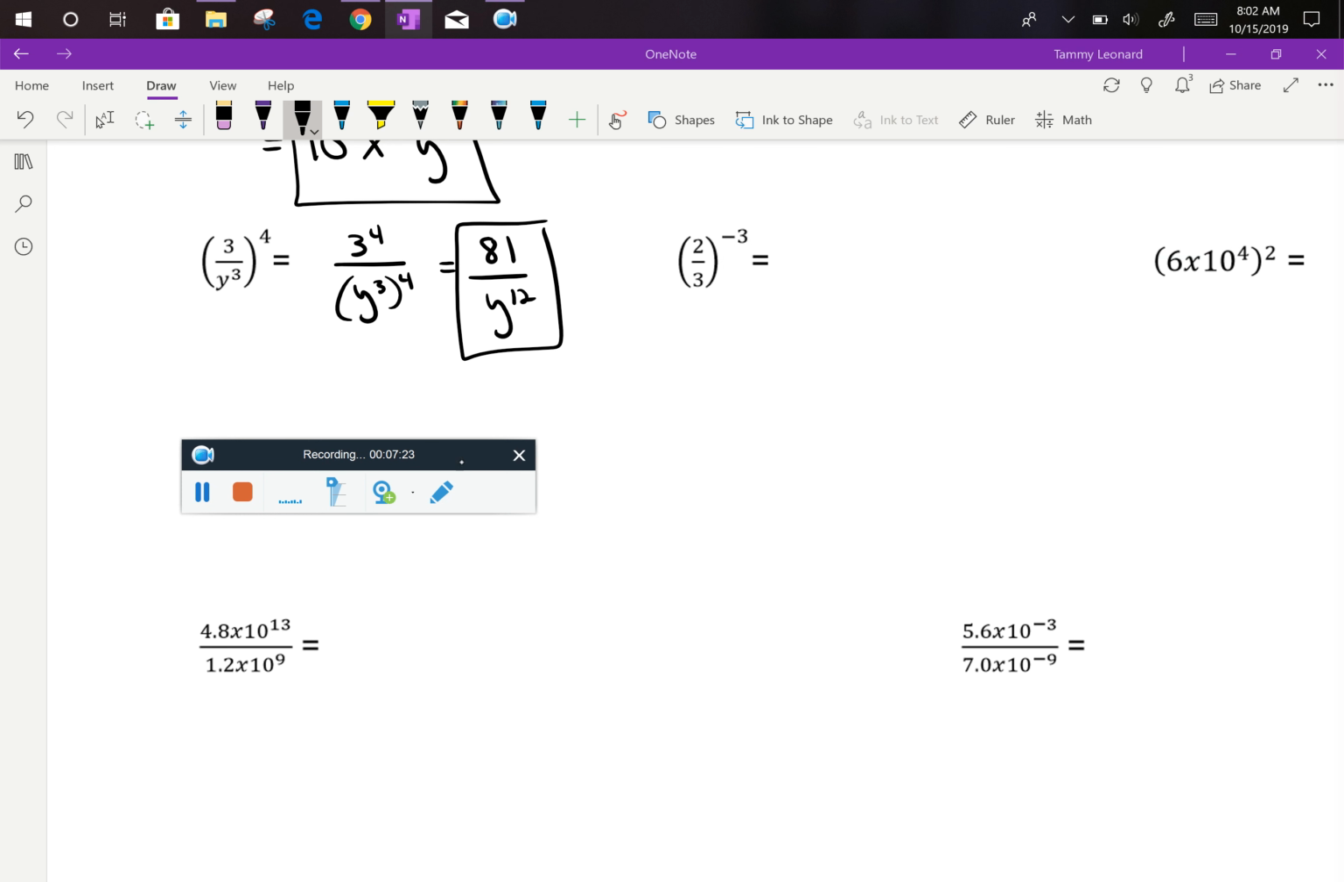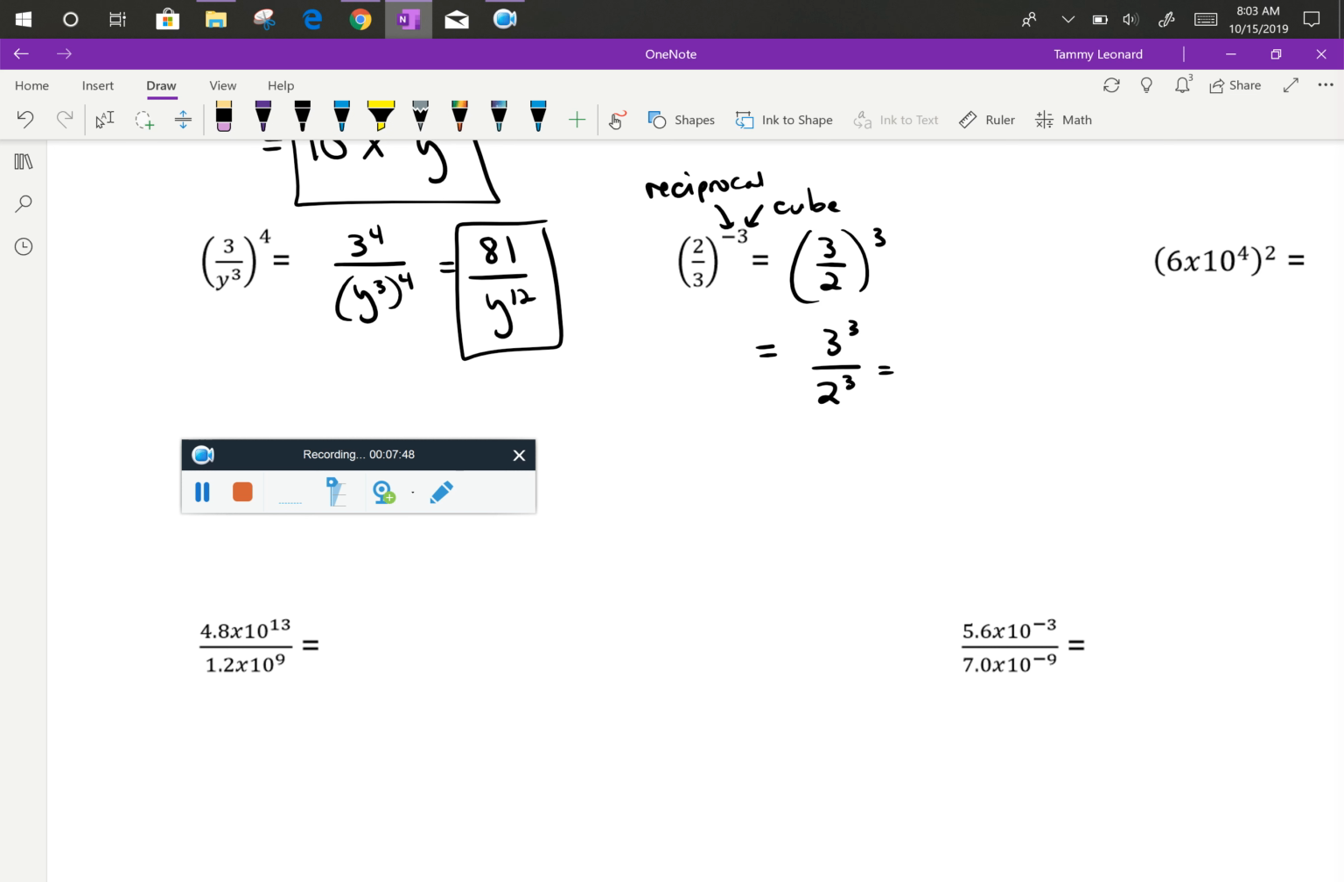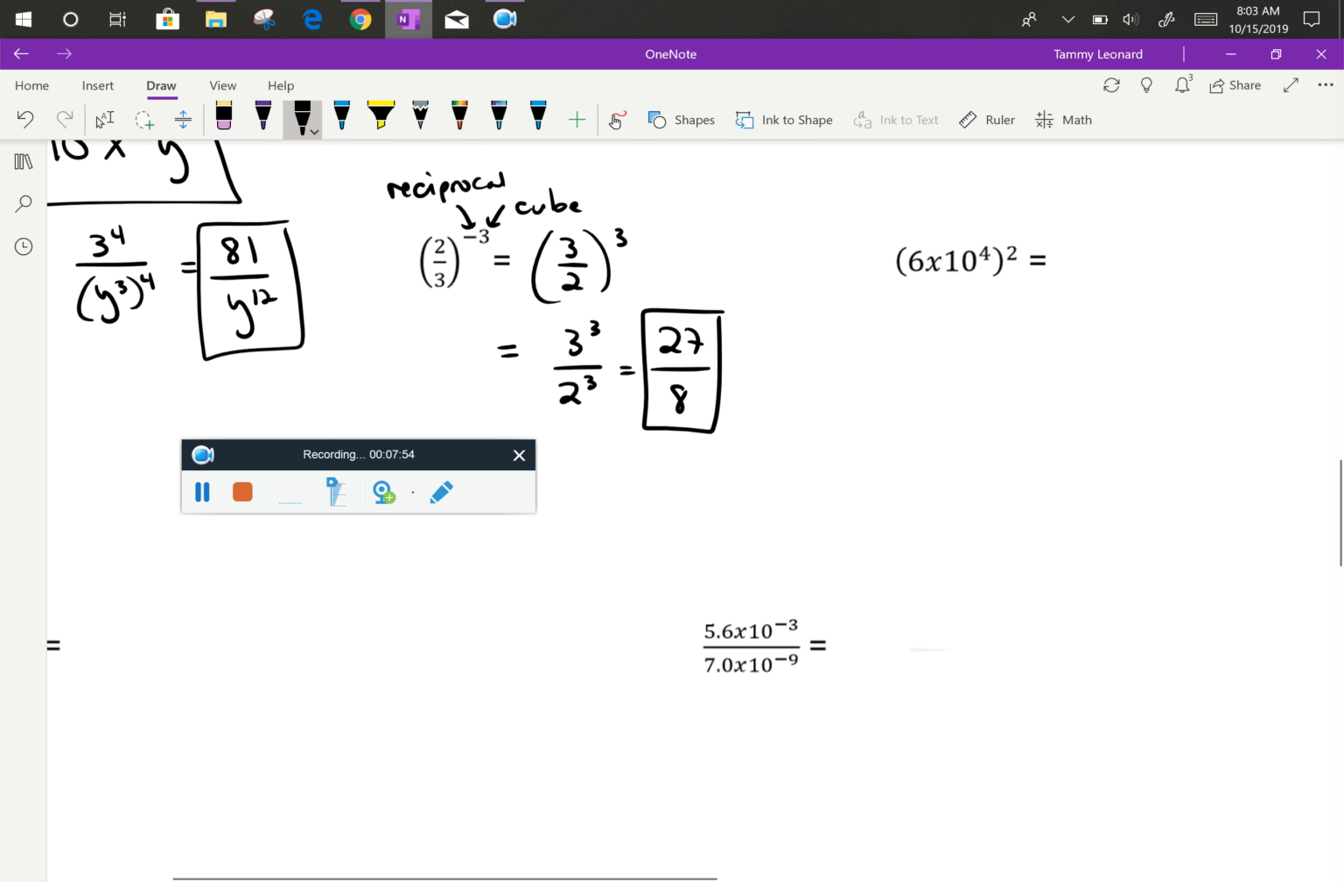In our next problem, thinking of this as two separate exponents really helps. This part tells us to take the reciprocal, and this part tells us to cube. So I'm going to take the reciprocal first and say that this is now 3/2 just being cubed. That lets me use the quotient to a power rule and raise both the numerator and the denominator to the power. We know that 3 cubed is 27, and that 2 cubed is 8. So our final answer is 27/8.